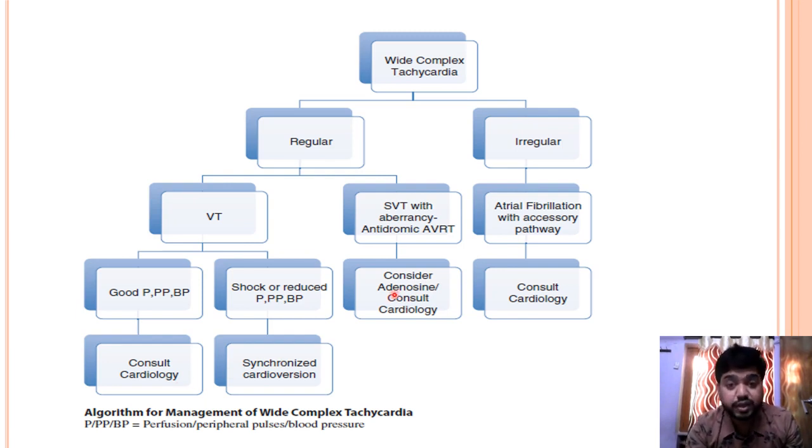And SVT needs to be eliminated here, because before you label your wide complex tachycardia as VT, always rule out SVT with aberrancy. That's the reason we give adenosine as the first drug of choice in wide complex tachycardia with pulse. That's what PALS has mentioned.